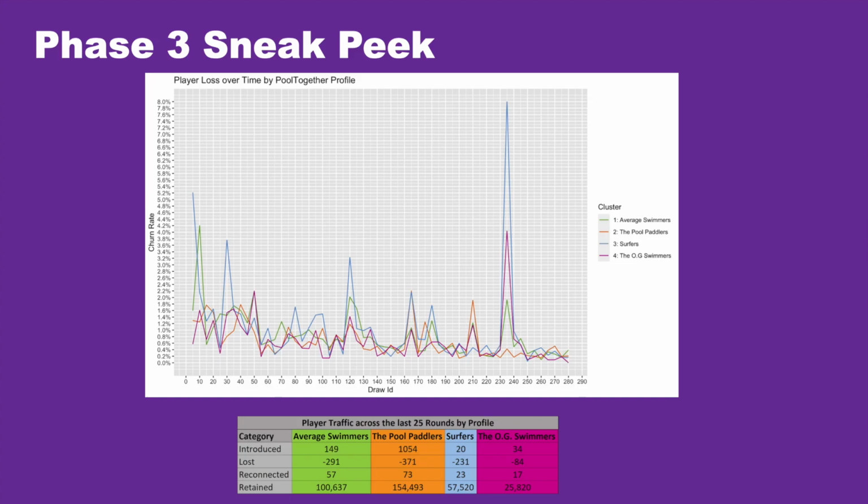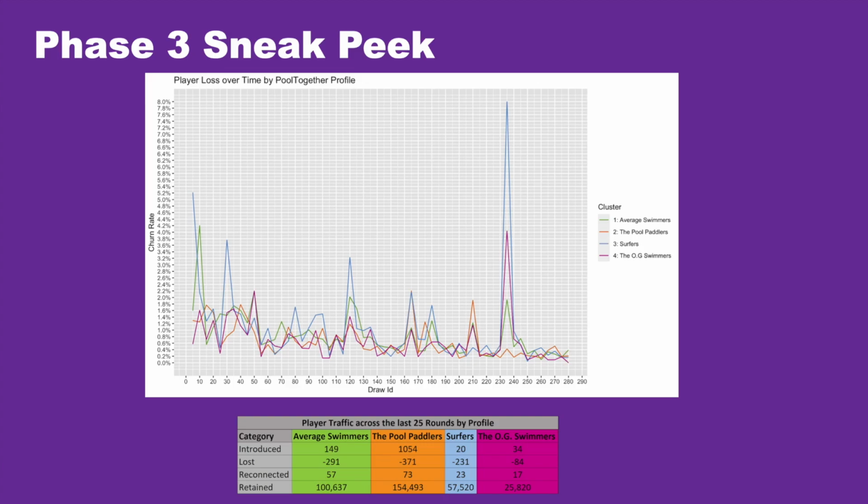What we found is that the different profiles we've identified exhibit very different behavior in terms of the players that have been lost. In particular, for the pool paddlers we see 371 players lost, but also 1,054 introduced in that time period. Meanwhile, in the surfers, you see almost as many lost, 231, so about 60 or so percent of the pool paddlers, but a tiny fraction of the number introduced.